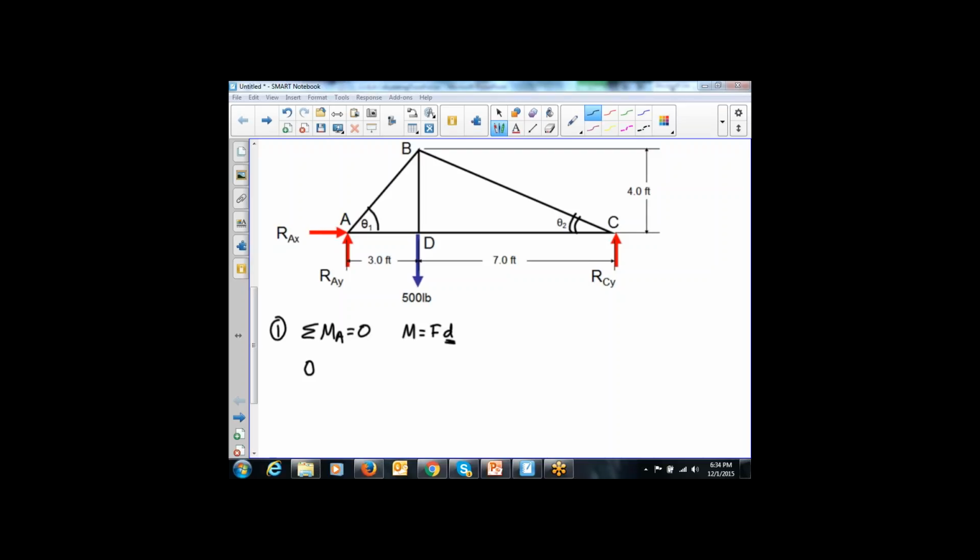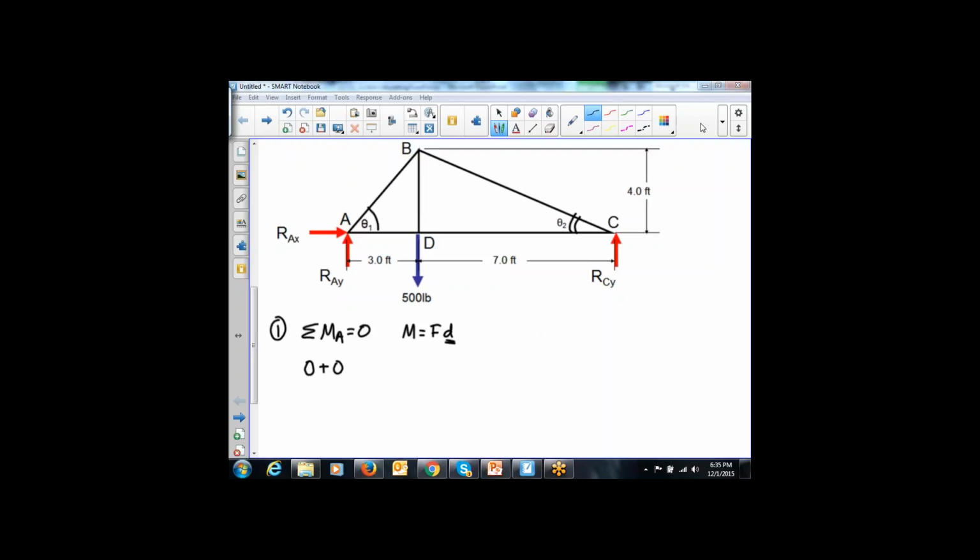Then we say, is there anything happening at D? I would say, oh, we got 500 pounds pulling down, so that would turn it clockwise, which we consider to be a negative moment. So that moment stuff that we've been talking about has been happening already. So let's fill that in. We have 0 turning at A plus 0 turning at B because there's no force to turn.